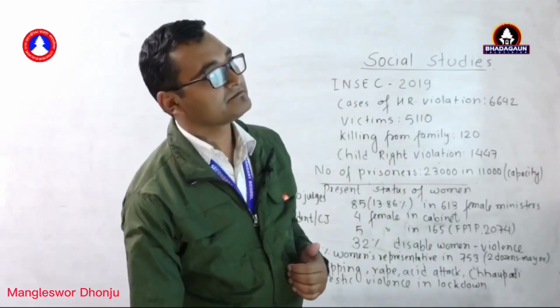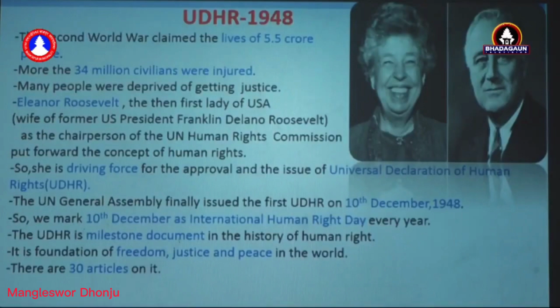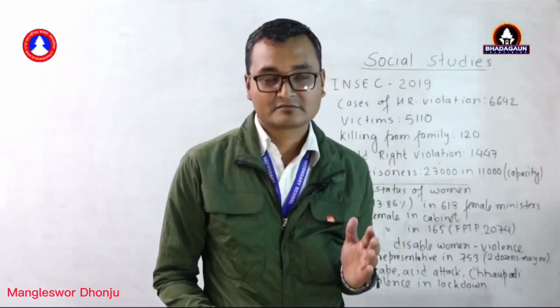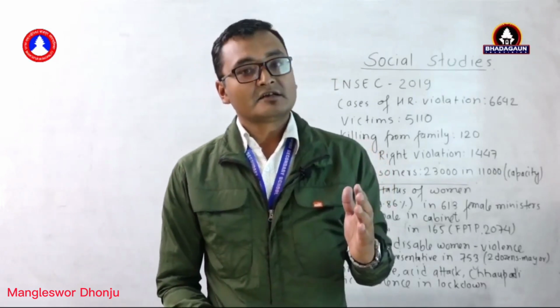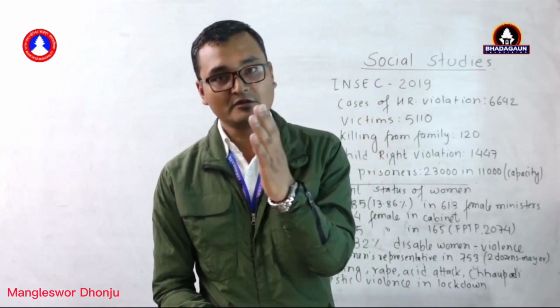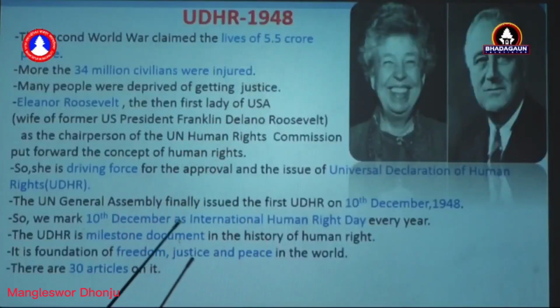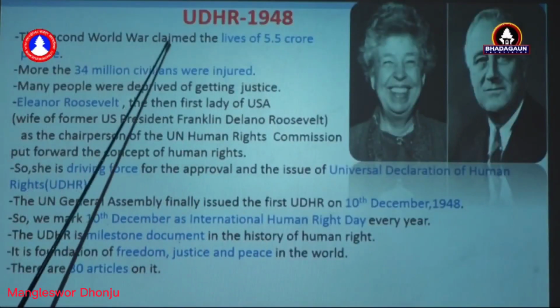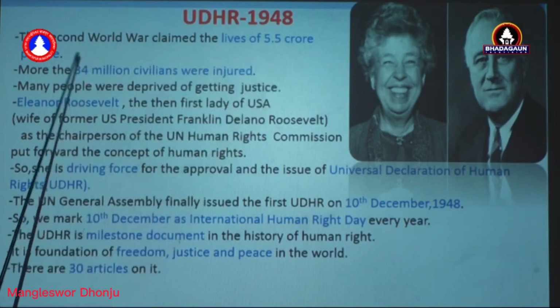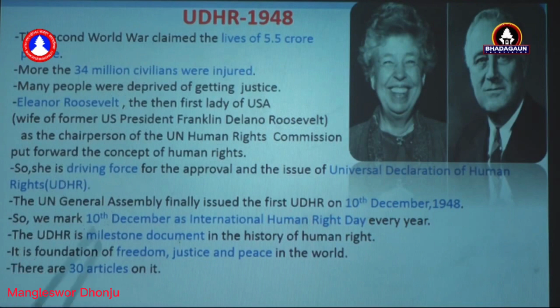And next one is Universal Declaration of Human Rights 1948. We had already studied First World War, Second World War. In those World Wars, 9.2 million people were killed in the First World War especially. In terms of Second World War, 5.5 crore people were killed. The Second World War claimed the lives of 5.5 crore people. More than 34 million civilians were injured or wounded.